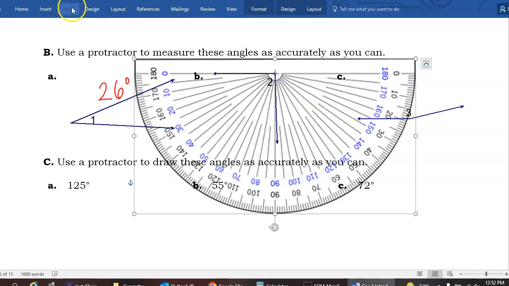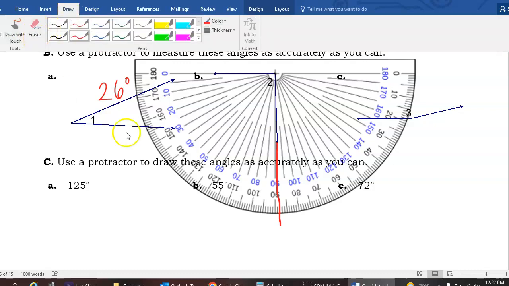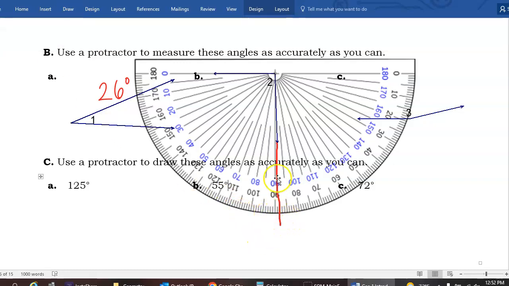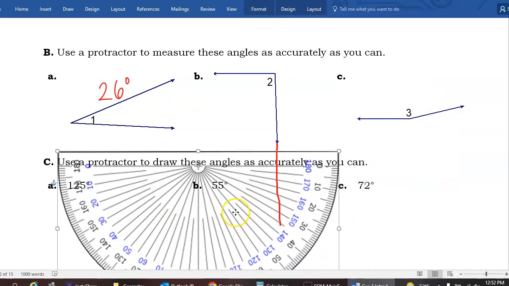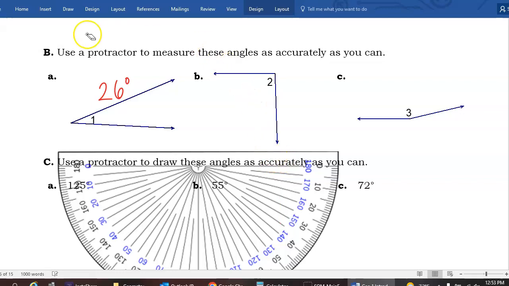Sometimes what you can do is using a straight edge. I'm just going to freehand this because I don't have a straight edge on my screen here. But sometimes you need to use a straight edge to kind of trace that out so that you can see a little bit better where it's crossing. But I feel like that's 92 degrees. Let's move that out of the way. Grab my eraser. There we go. So angle 2, 92 degrees.